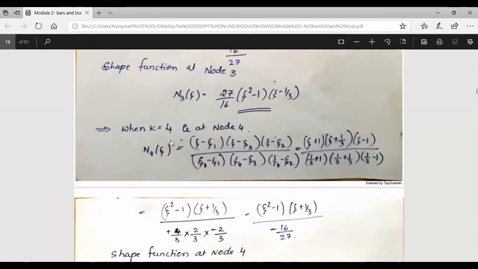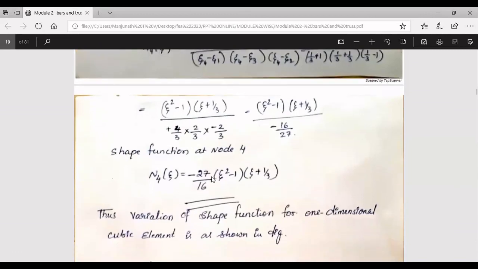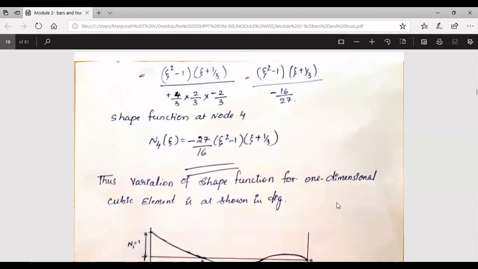Similarly, at node number 4, the value of k will be equal to 4. The remaining i values will be 1, 3, 2. Okay, the kth node is 4, and the other nodes will be 1, 3, 2. So as we again substitute zeta 1, zeta 2, zeta 3, zeta 4 values, we get the equation like this, and simplifying again we are going to get the equation minus 27 by 16 zeta square minus 1 zeta plus 1 by 3. Now we have got all the shape functions at node number 1, 2, 3, 4.